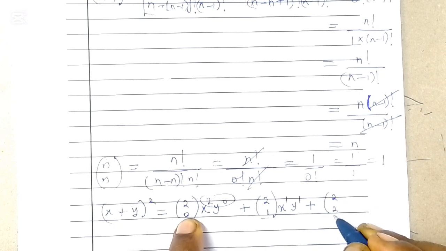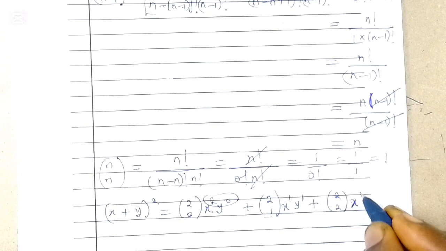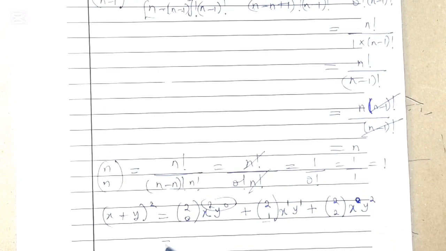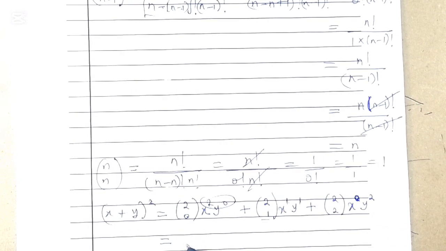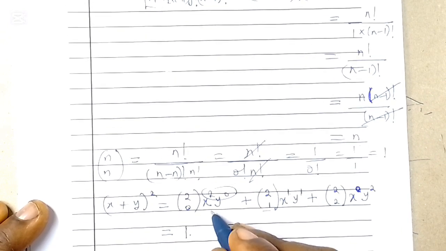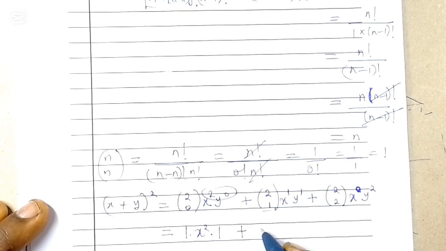When this 0 increases to the total power here, it will stop the expansion, and this will be x raised to power 0, because it drops by 1, and this will be y raised to power 2. So this will give you 2 combination 0. You don't need to stress yourself. What is it? It is 1. X squared, y raised to power 0 is 1, plus 2 combination 1, we said it is 2.